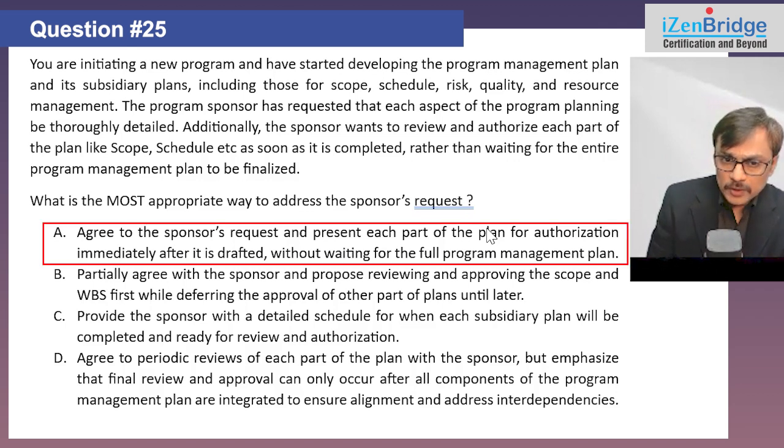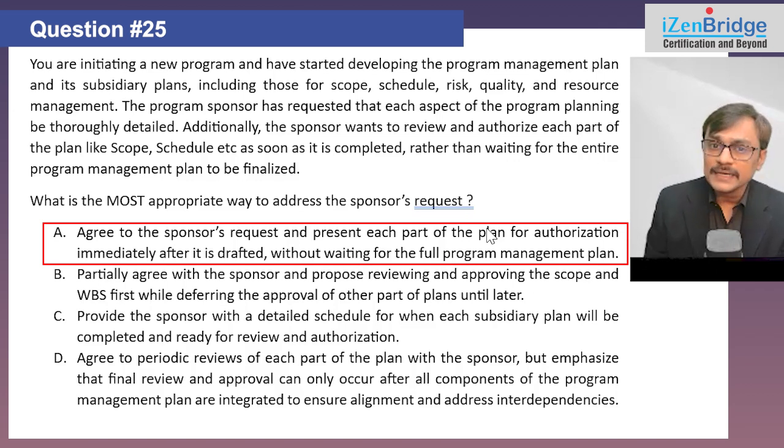Option A, agree to the sponsor's request and present each part of the plan for authorization immediately after it is drafted, without waiting for the full program management plan. It may look good, but we need to understand that the aspects of program planning are interconnected. I talk about scope, and then I'm preparing the work breakdown structure, and then I'm going to a master schedule, then I'm talking about funding. They may impact each other.